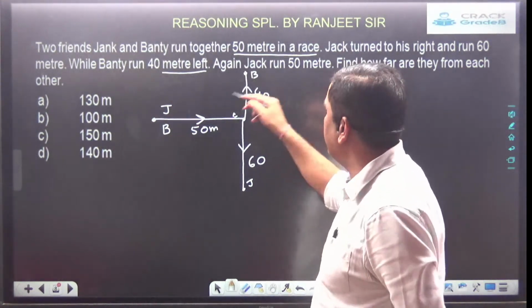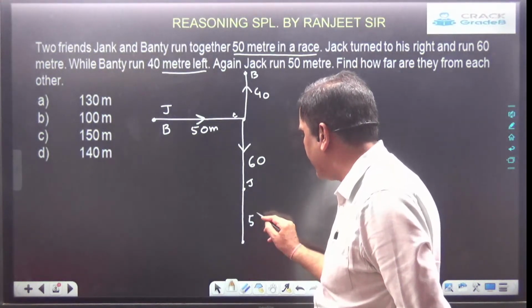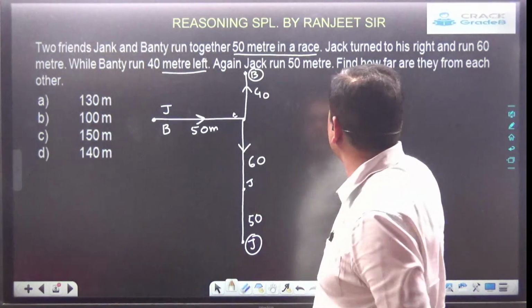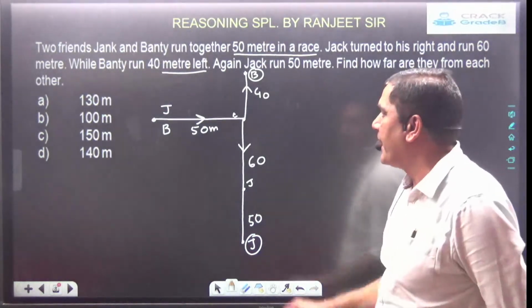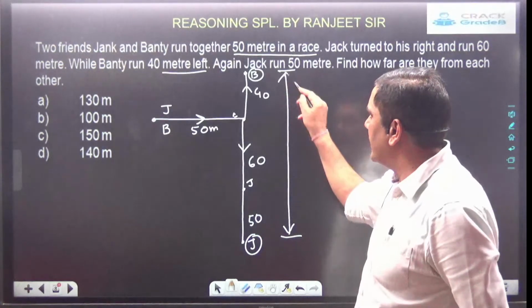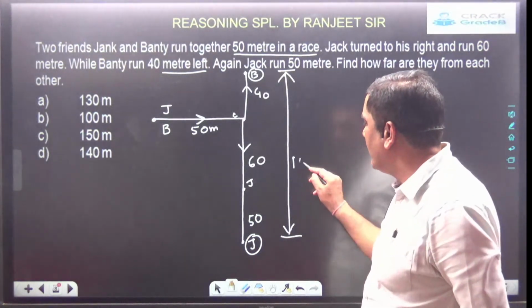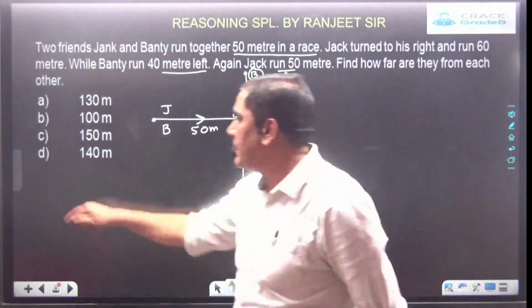Now they are saying again Jack runs for 50 meters. Means from here Jack again goes for 50 meters. So Jack will be over here and Bunty will be over here. Now the question is how far they are from each other. You have to find the distance from here to here. Now this is 40, this is 60, this is 100. 100 plus 50 is 150 meters. Simple one. 150 meters is the answer.